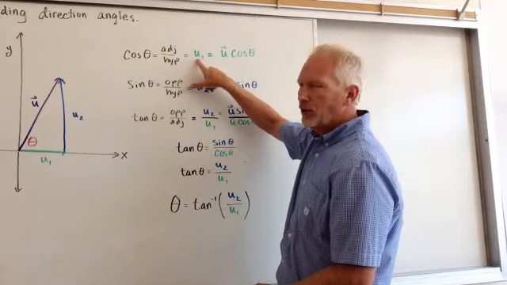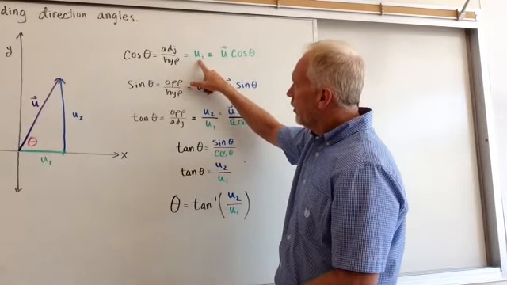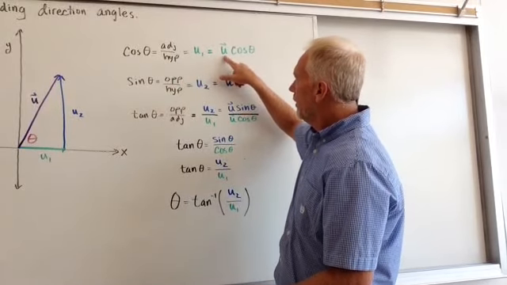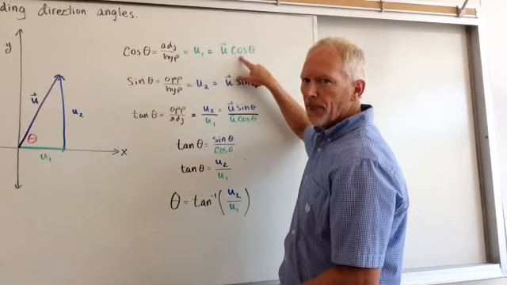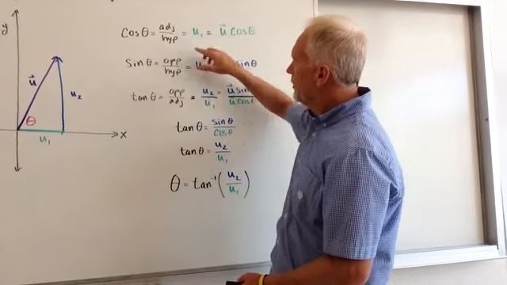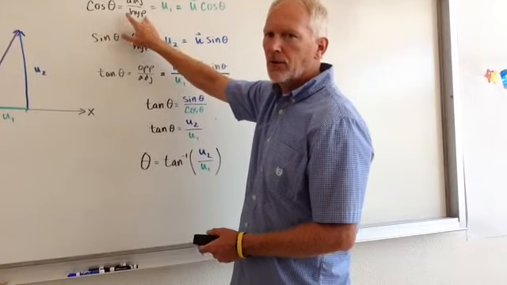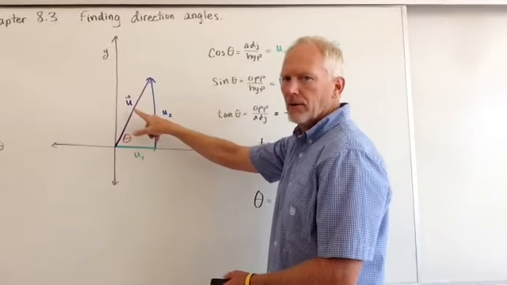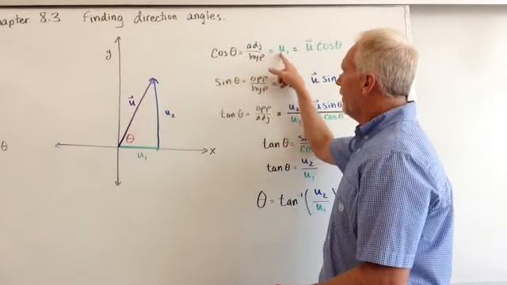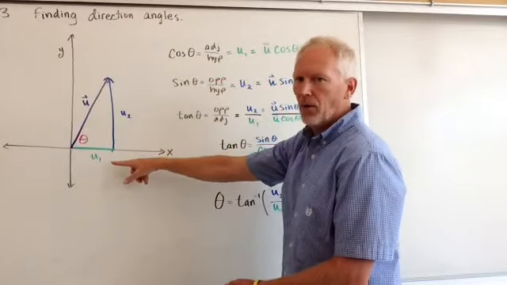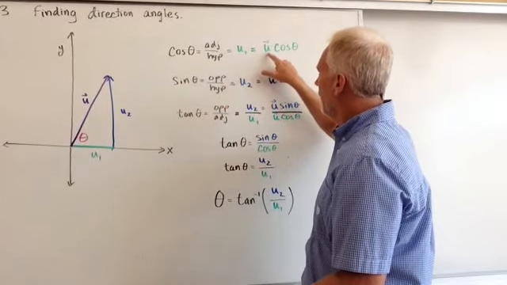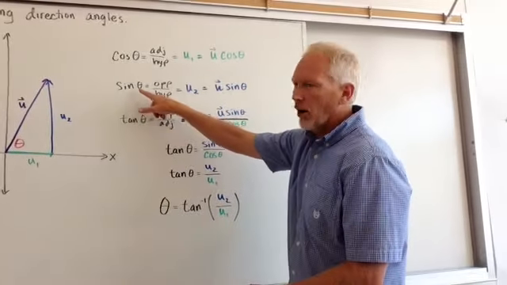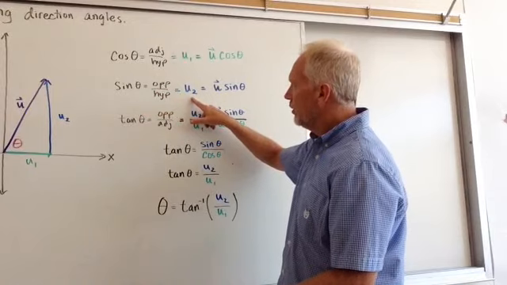Now, if we put this in terms of u, we get u sub 1, or this x in the x direction, will be equal to the vector u times cosine. Now, the reason why is because we take this hypotenuse. Well, what's the hypotenuse? The hypotenuse is u, the vector. So now we have u sub 1, or the component of u, is the result of the vector u times the cosine.